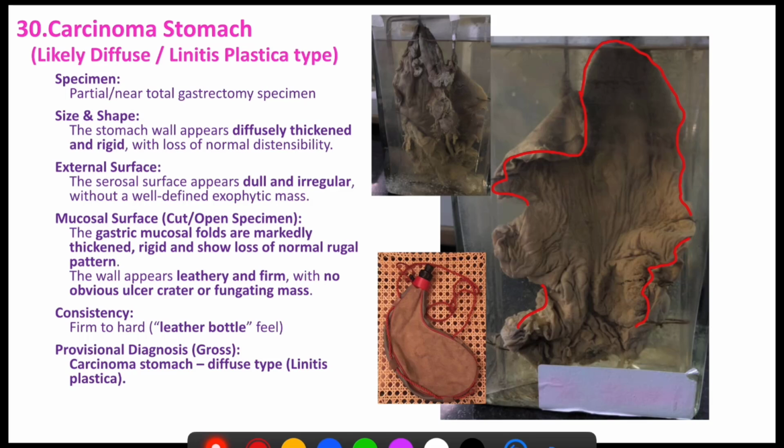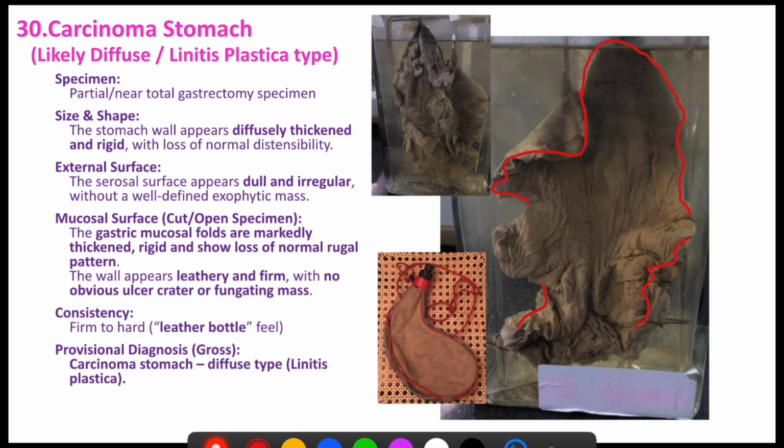This all you will learn in your systemic pathology when you learn GI tract. Here you have to just remember this is the specimen of malignant lesion of stomach. So here it is related to your neoplasia chapter. So this is the carcinoma stomach, diffuse type, linitis plastica, and this is called leather bottle appearance.